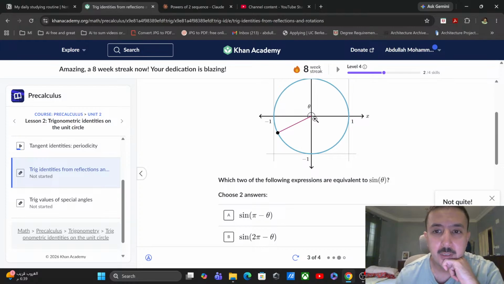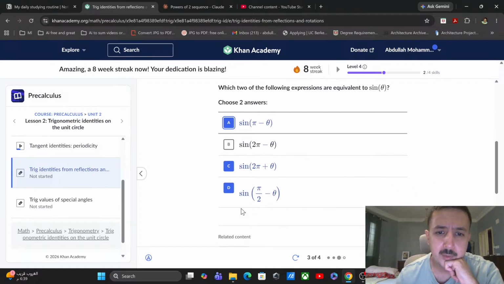What if we take it here? Here, the y is gonna be minus, and the y is sine. So this one. So what are we saying? Pi minus theta. Pi minus theta.